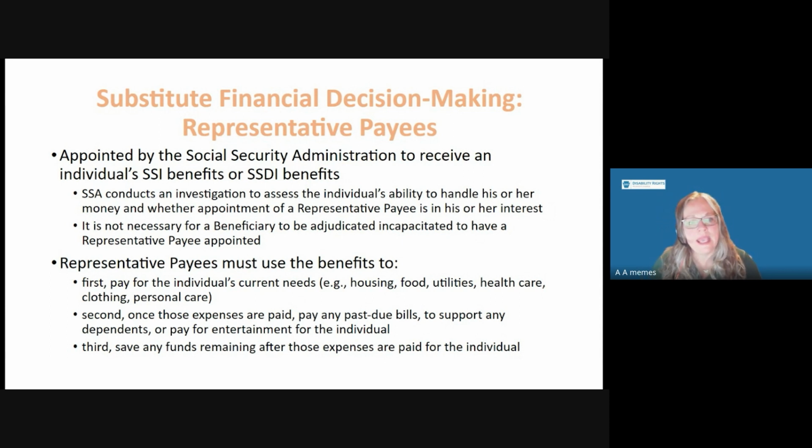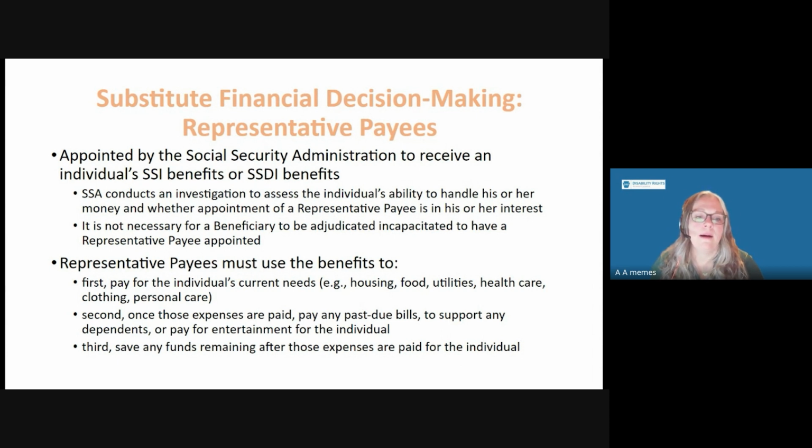And a rep payee, all of this is regulated by federal law in terms of what the rep payee must do. They have to make sure to pay for the individual's current needs in terms of housing, food, healthcare, personal things, the bills basically that a person has. Make sure that those are paid on time out of the person's benefits.